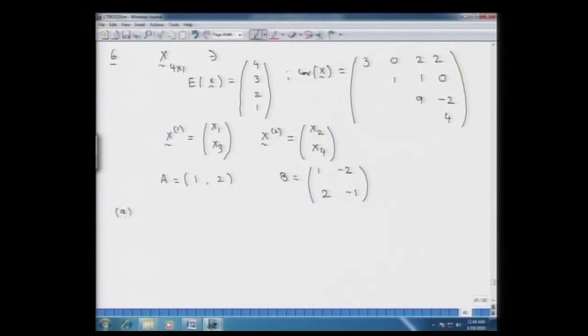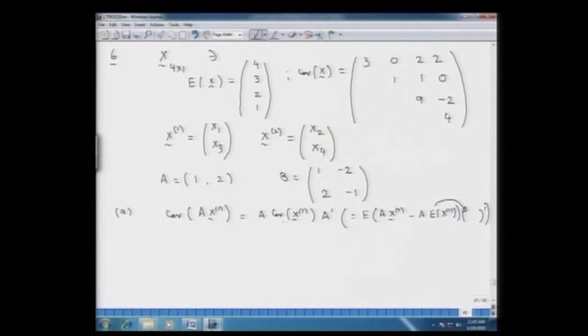So, under these conditions, we are first trying to get the covariance of A x1, right? So, the covariance of A x1 is going to be given by A times the covariance of this x1 subvector times A transpose. That's simple. Why is that equal to that? Because this is the expectation of A x1 minus A times the expectation of x1, then the transpose of this particular element here, right? And this is what we will be getting finally.